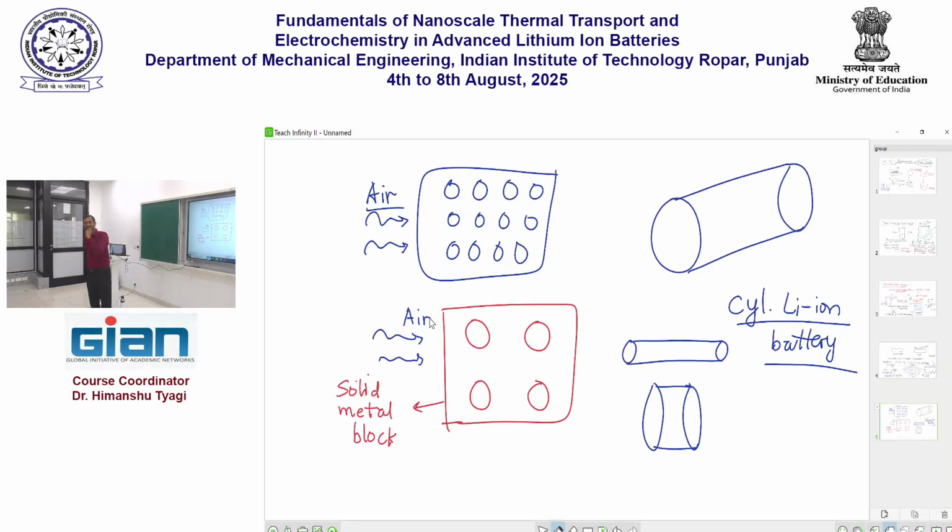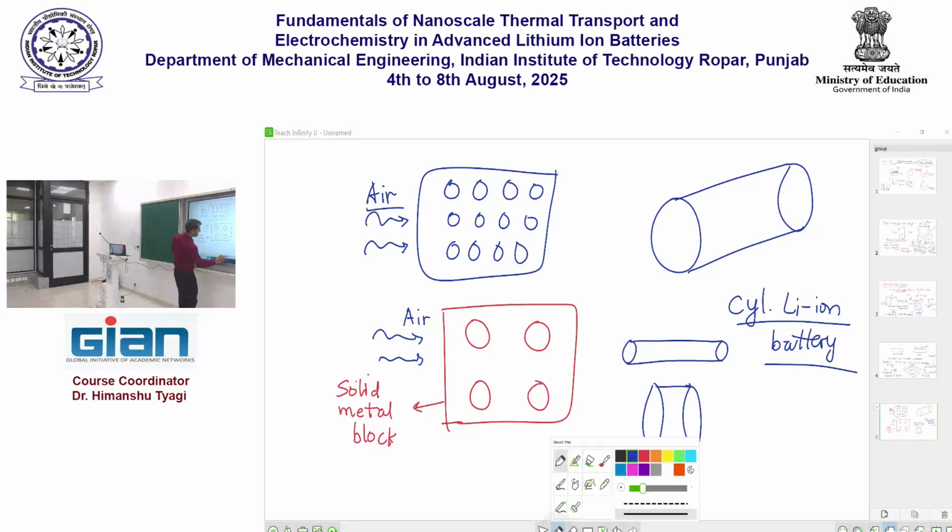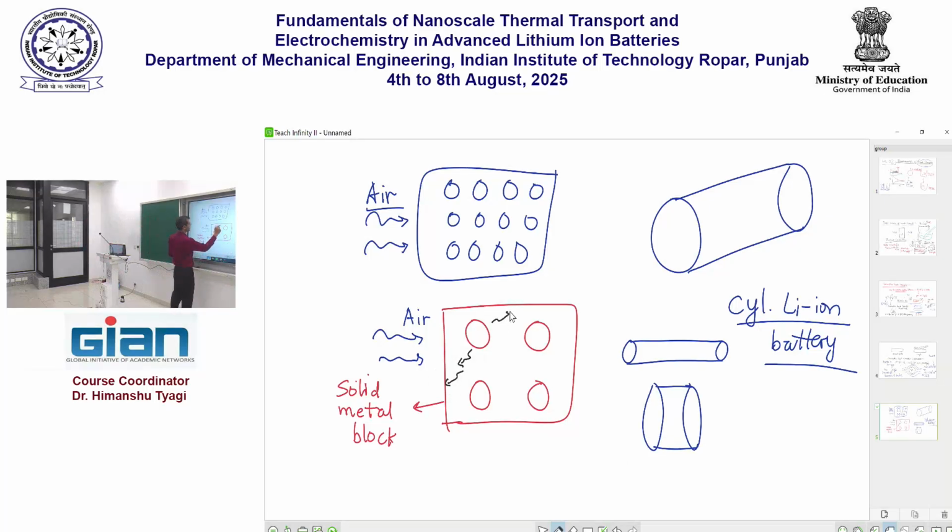The heat generated inside the cells has to first conduct through the solid body to the outside surface of the solid body, and then the air blowing over the outside surface will remove heat. So it's a two-step process. In step number one, heat has to flow from the cylinder through the material of the solid block, and it has to reach the outside surface, and then the air blowing over the outside surface will remove heat.